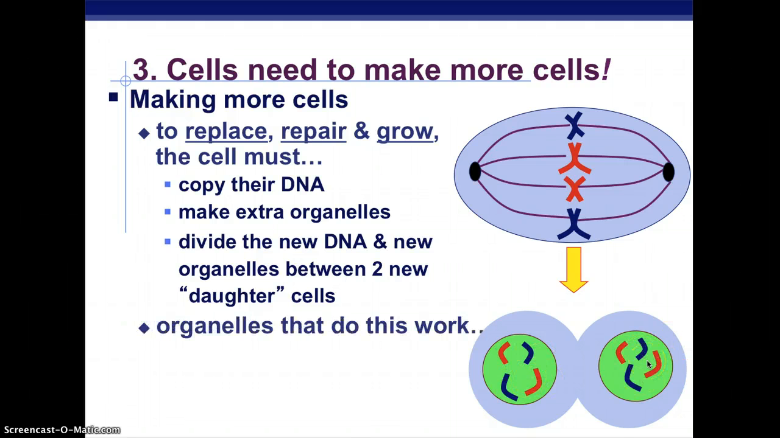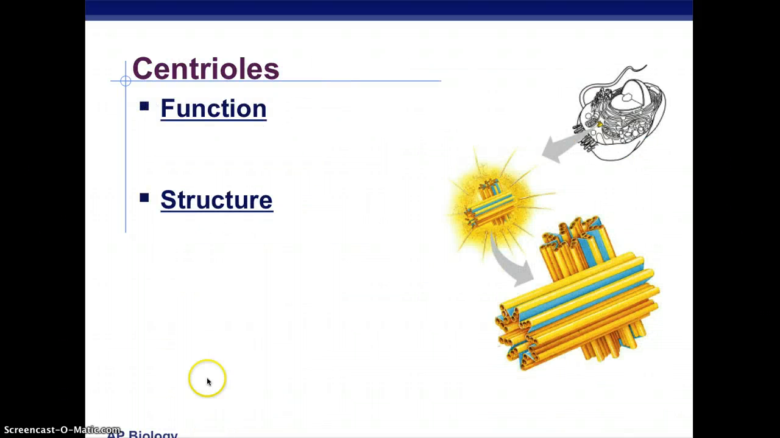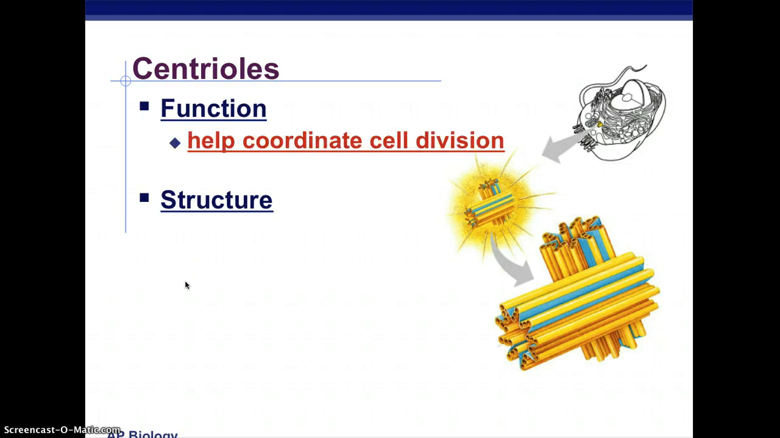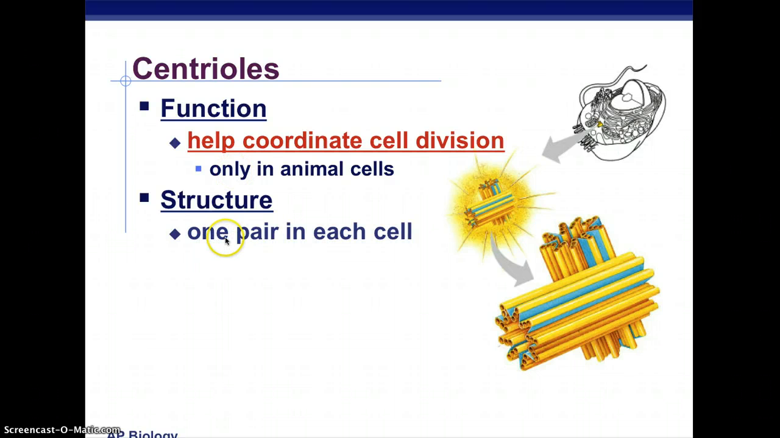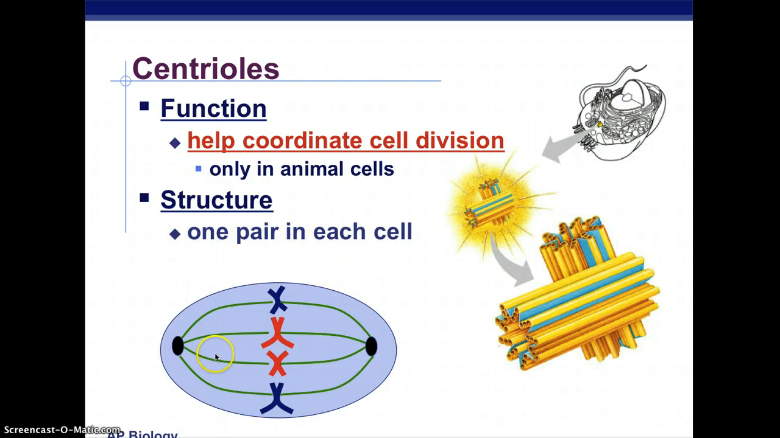So the organelles that do this work are the nucleus, centrioles, and something called cytoskeleton. By the way, the prefix cyto, anytime you see that, cyto means cell. So this word actually means the skeleton of the cell. So centrioles, their function is to help coordinate cell division. Find these in animal cells only. There's one pair in each cell. So the centrioles would be these black dots over here.